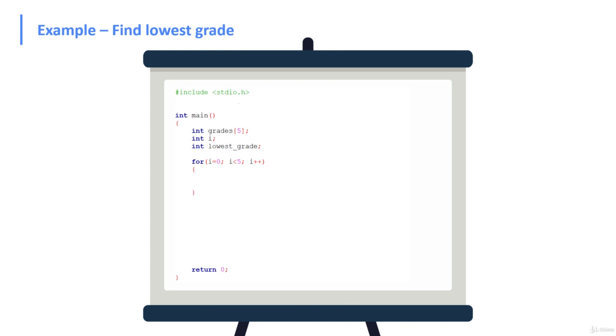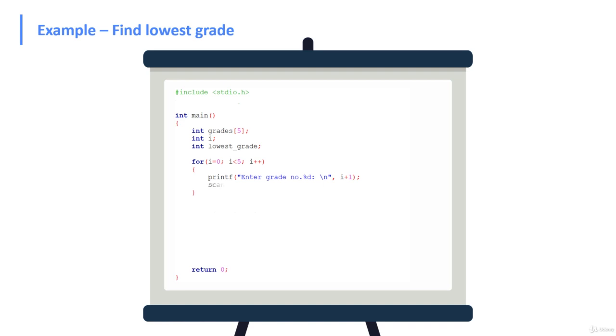So for I equals to 0, as long as I is less than 5, then on every iteration we are going to increment I by 1, and in the loop body we are going to specify this following message: enter grade number, and instead of this %d we are just going to specify I plus 1. So the first iteration will have enter grade number 1, enter grade number 2, and so on and so forth.